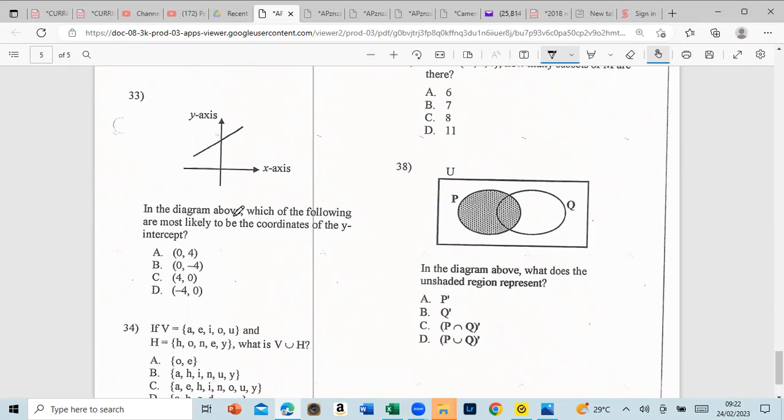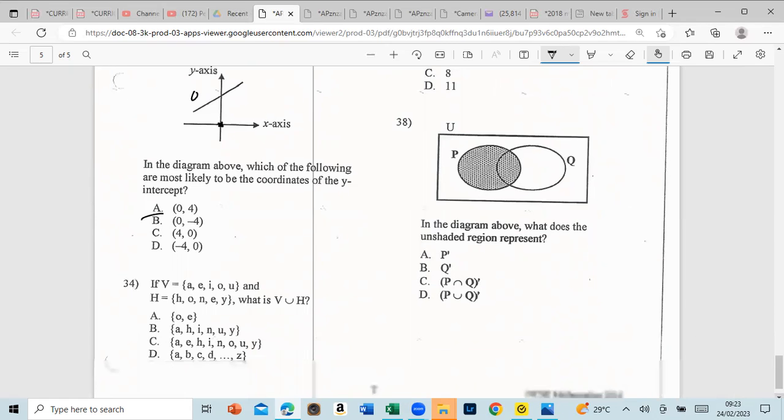In the diagram above, which of the following is most likely to be the coordinate of the y-intercept? What we know about the y-intercept is that it's where x is 0. So that's one thing we know, that x is going to be 0 on this line. So already we know that it's going to be some 0. And it's above the origin, so that means it's going to be positive. So it can only be 0, 4, which leaves us with A. Very nice question, man. Big up yourself, Trinidad.